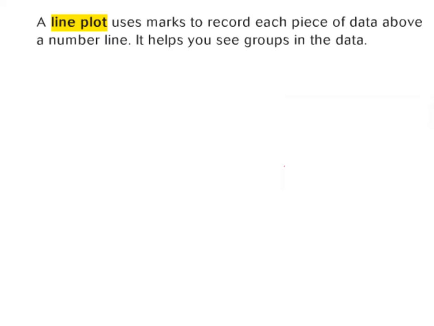So let's talk about what a line plot is. So what's a line plot? A line plot uses marks to record each piece of data above a number line. It helps you see groups in the data. So a line plot is another type of table or graph. So let's look at some examples of what a line plot could look like.